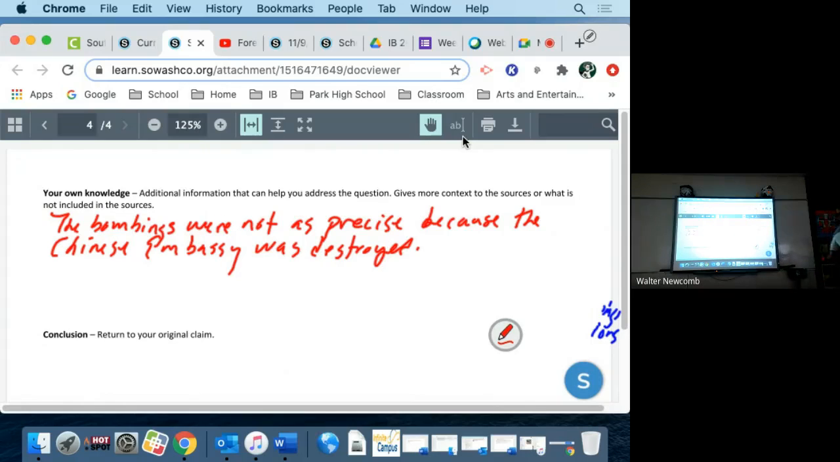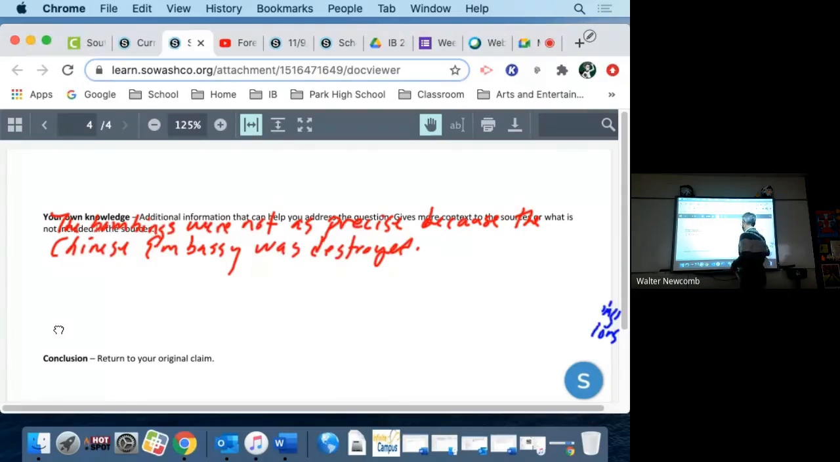Okay. So in conclusion, wrap this thing up. What can we say? Let's keep it simple. What's the original claim? We just rewrite. What was our first statement? The bombings would eventually lead to the end of the Kosovo War. The bombing campaign caused the Serbs to be more aggressive, accelerated ethnic cleansing.